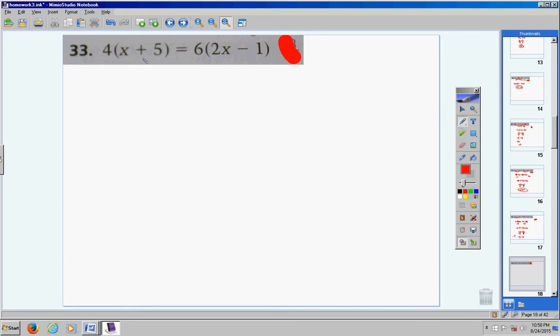Step 1, let's simplify both sides. Take your 4 and multiply it through. 4 times x is 4x. 4 times 5 is 20. Take your 6 and multiply it through. 6 times 2 is 12. 6 times negative 1 is negative 6.